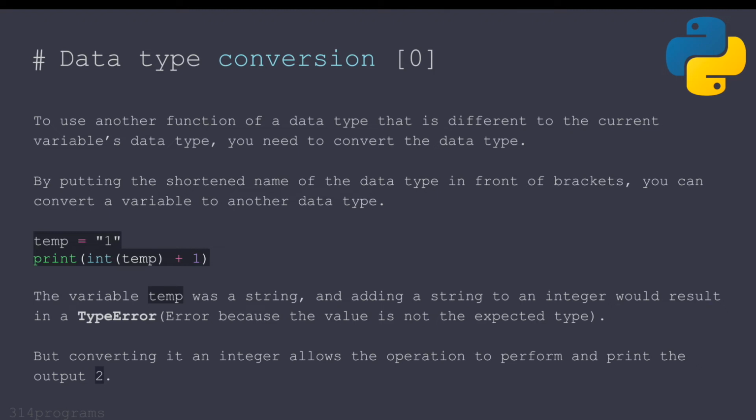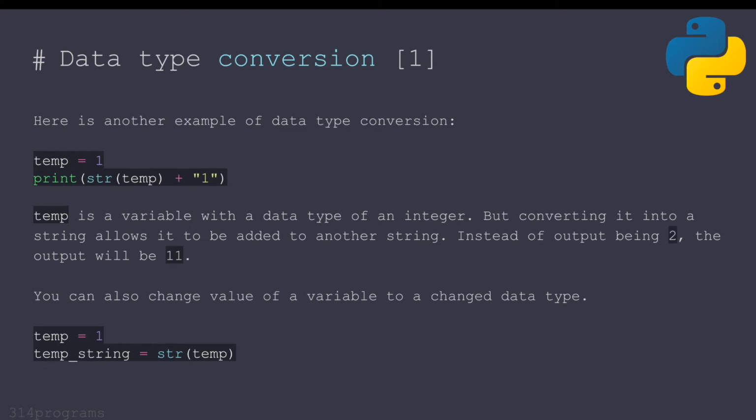It's an error that is caused due to the data type mismatch between the function and the variable. But converting the temp into an integer allows the operation to perform and print the output, which is 2.